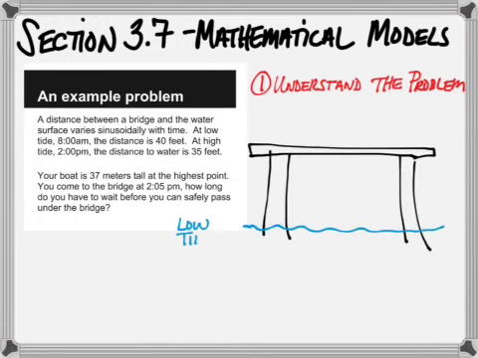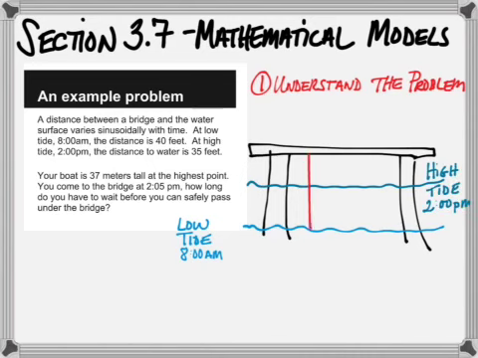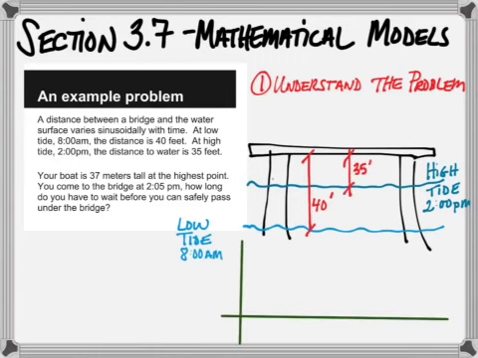So I have a bridge. I have low tide. That's at 8 a.m. I have high tide. That's at 2 p.m. And I have some distances, 40 feet and 35 feet. And my boat is conveniently 37 feet tall. So it's going to fit at low tide. It's not going to fit at high tide. The question is, where is that cutoff? Where do I fit versus not fit?